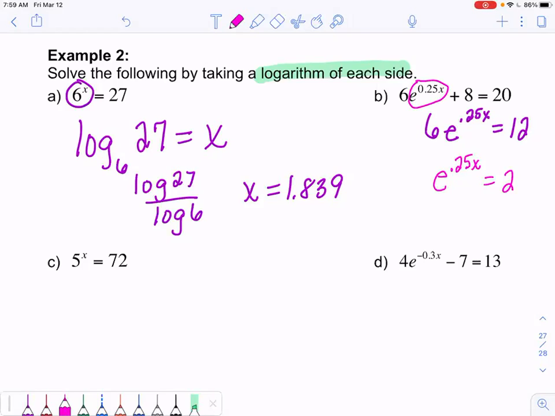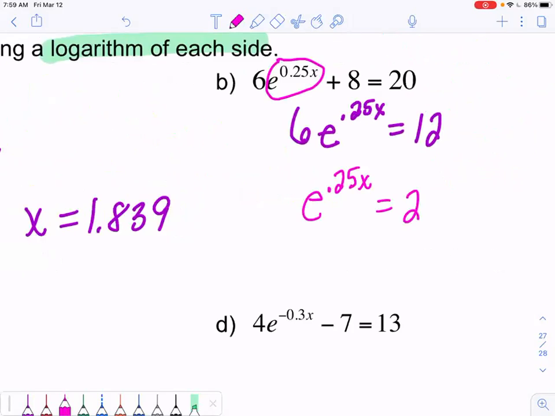Just like when we had radicals, they needed to be isolated. That's a key thing of solving for x. You've got to isolate the variable. So now we have e to the 0.25x equals 2. It's isolated. There's nothing else we can do with it in exponential form. Ella, how would you change this to logarithmic form when the base is e? So what goes along with the base e? Yeah, so we're going to take ln.